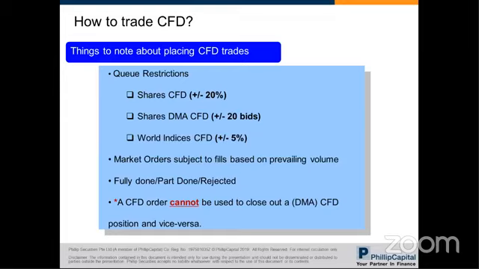For DMA, which is direct market access, because you are actually accessing the exchange itself for the pricing and placing orders, your queue restrictions, basically how high you can place based on your last done price, are in more concrete terms the bid points, which are determined by the exchange. For forward indices, you can place orders at plus or minus 5%. Take note that if you select market orders, it's still subject to fills based on the prevailing volume.